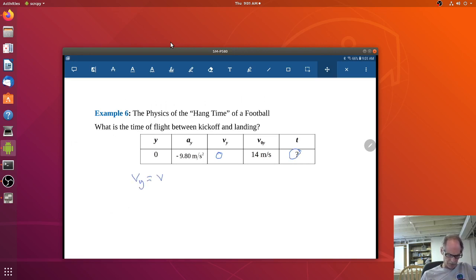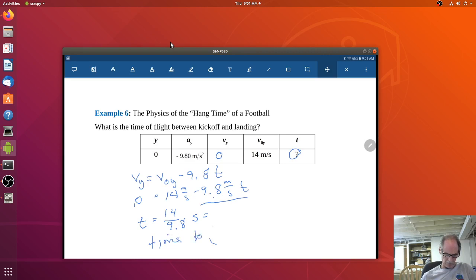Vy equals V0y minus gt. So this is equal to 0. V0y is 14 meters per second, minus 9.8 meters per second squared, times t. Adding this to both sides of the equation, then dividing by 9.8, I'm going to do all that algebra in one fell swoop. I would get 14 over 9.8 seconds. This is going to be the time to the highest point. That's not the hang time. That's half of the hang time.